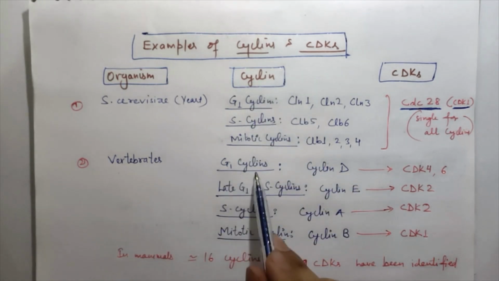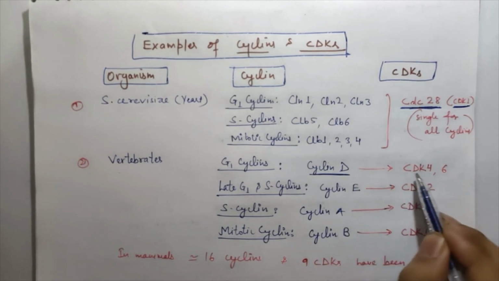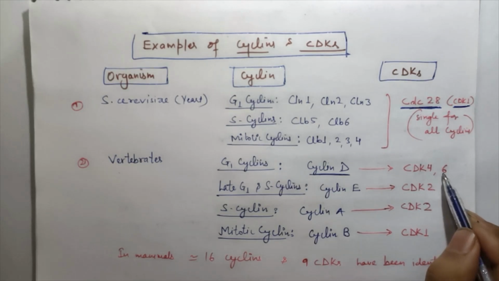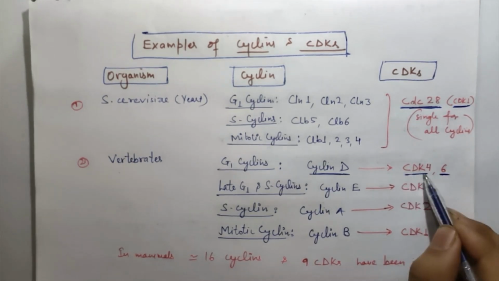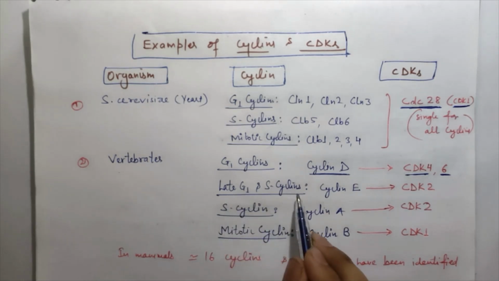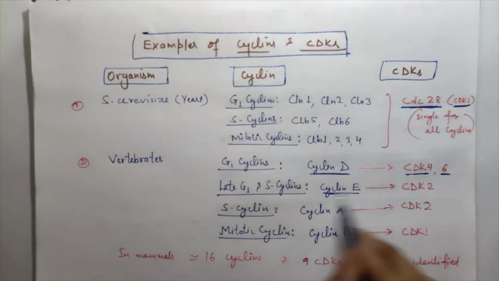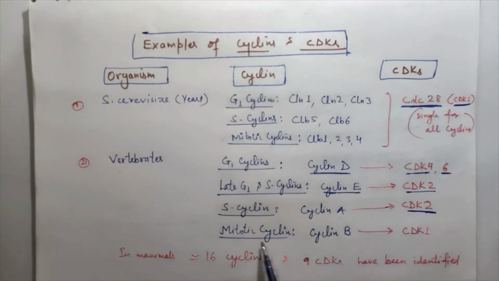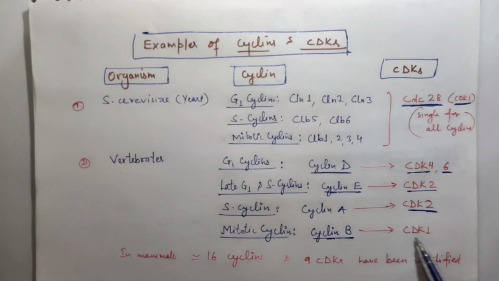For example, G1 cyclins are cyclin D, and the associated CDKs are CDK4 and CDK6. In case of late G1 and early S, the cyclin is cyclin E, and the associated CDK is CDK2. S cyclins are cyclin A, with associated CDK2. And mitotic cyclins are cyclin B, and its associated CDK is CDK1.